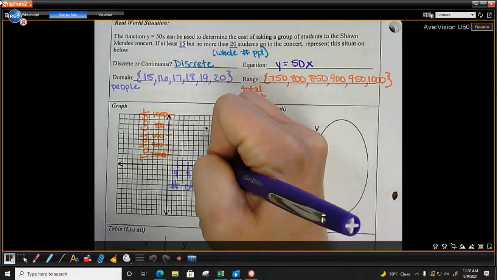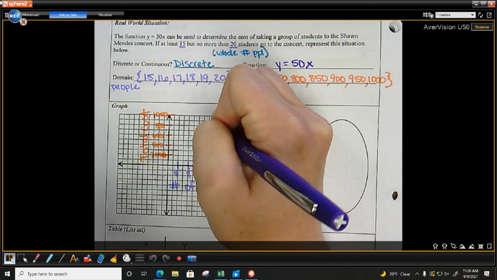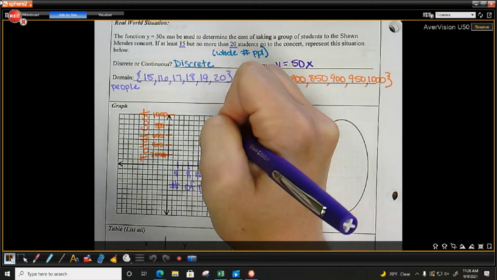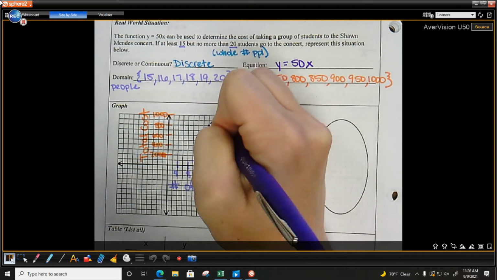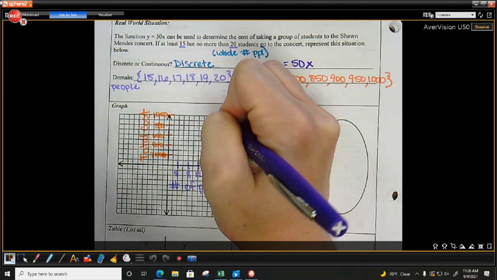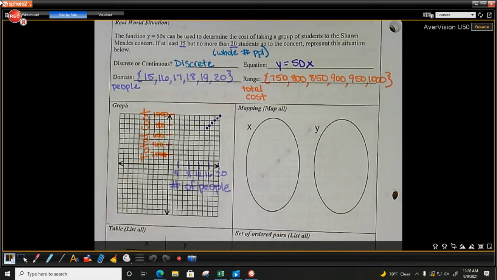16 people is 800. That's a nice dot. 17 people is 850. Sorry, 18 is 900. 19 is 950. And 20 people is 1,000. So you kind of go from a bad intersection to a good intersection. Okay?